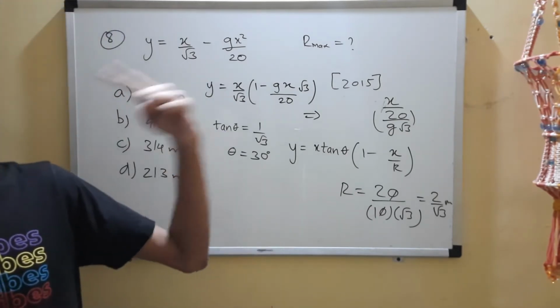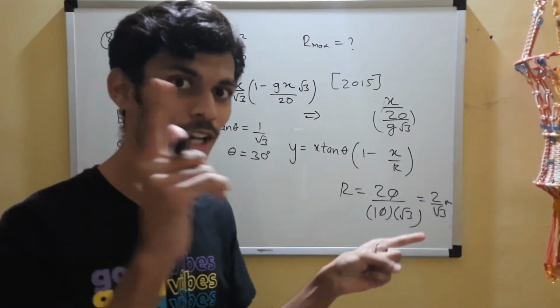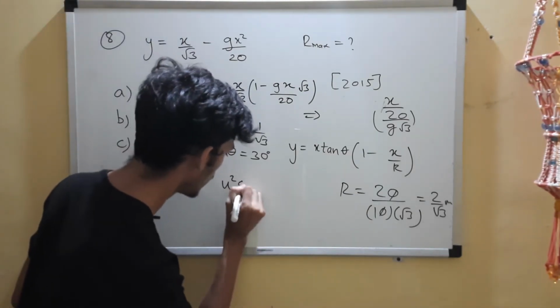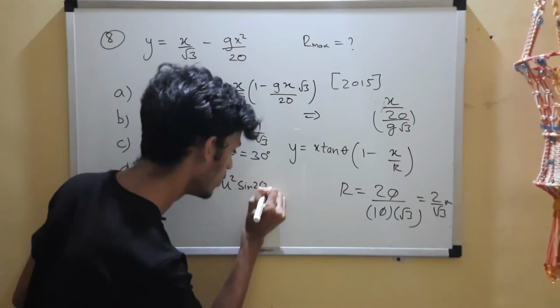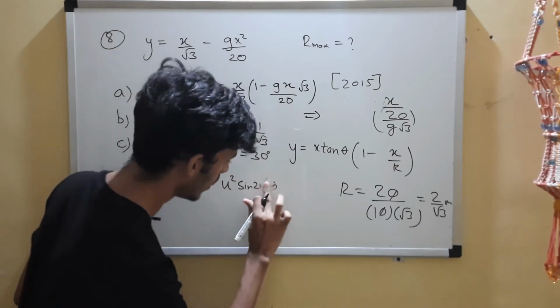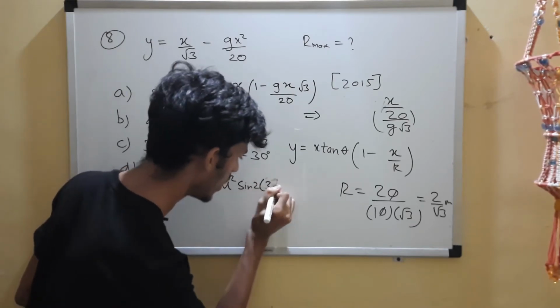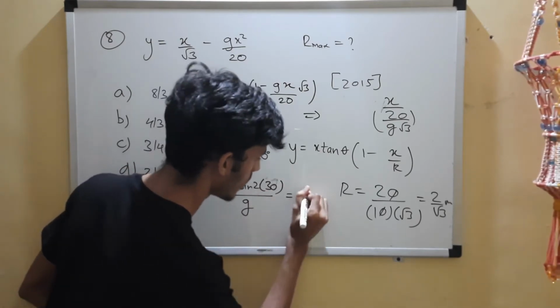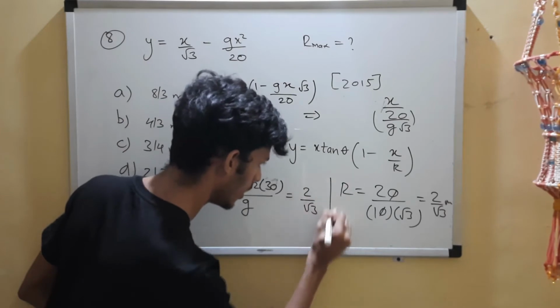When is the maximum range achieved? It's achieved at 45 degrees, okay? So this is the range at 30 degrees. This is u square sine 2 into 30 degrees, sine 2 theta by g, okay? And that value is 2 by root 3.